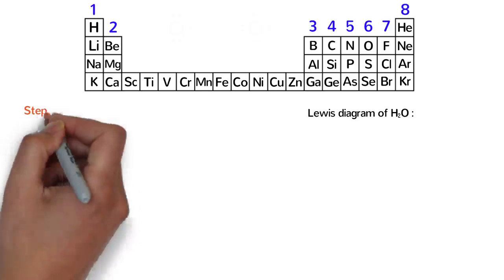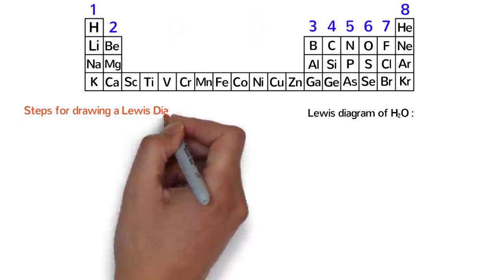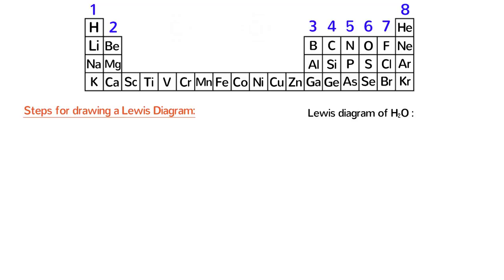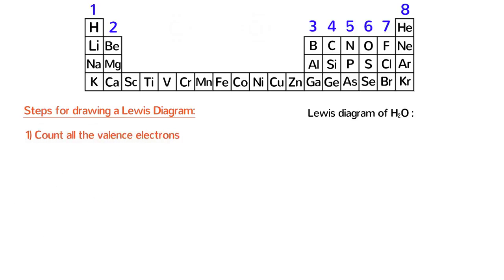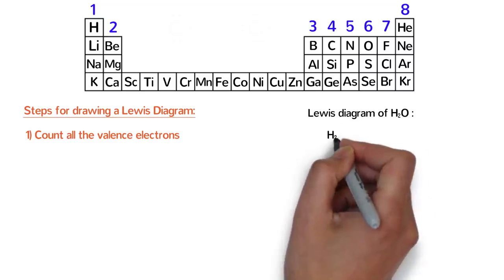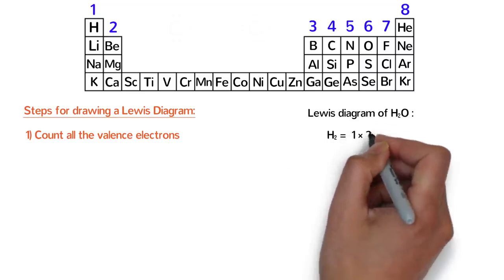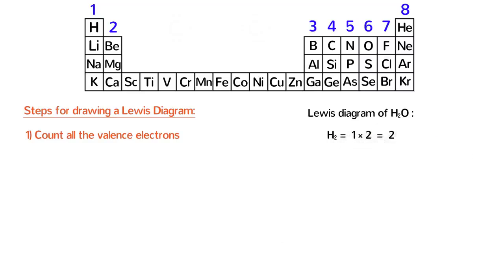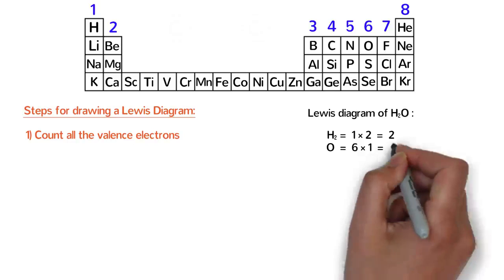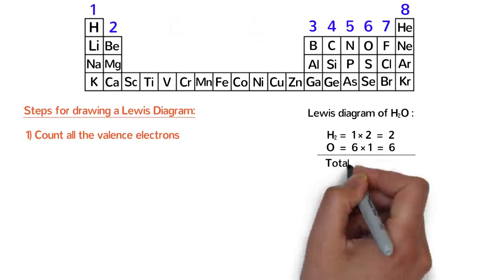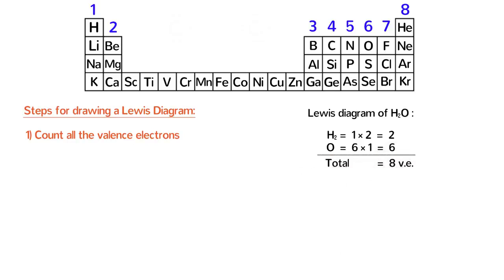There are 5 important steps that you need to follow when drawing the Lewis diagram of a molecule. First, count all of the valence electrons in the molecule. For water, each hydrogen has 1 electron, and we multiply that by 2 because there are 2 hydrogens in the molecule. The oxygen has 6 valence electrons. Add those all up, and we have a total of 8 valence electrons for the water molecule.